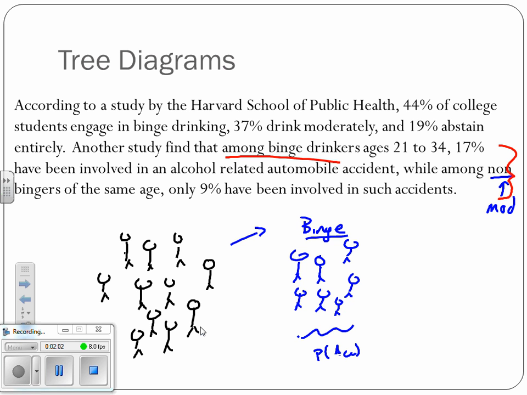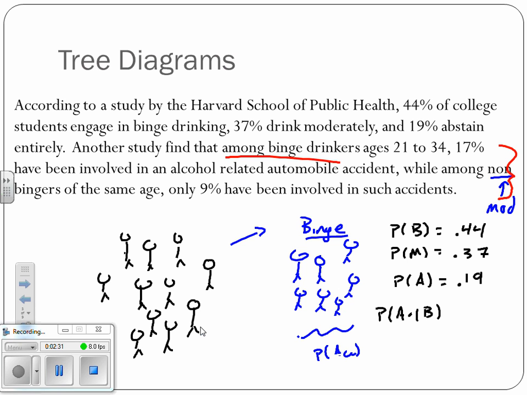So the first thing that I suggest we do here is take all of these statements up here and turn them into probability statements. So the probability that we get a binge drinker, 0.44. The probability we get a moderate drinker would be 0.37. The probability we get somebody that's abstaining from drinking, 0.19. And now let's go ahead and turn these conditional statements also into probability statements. So this is the probability we know that we have a binge drinker, that they've had an accident, and that's going to be 17%. The next probability, out of the moderate drinkers, given that they are moderate, what's the probability they've had an accident? And that's 0.09.